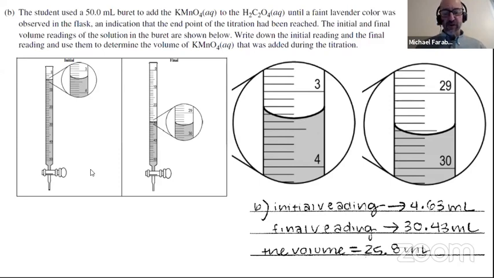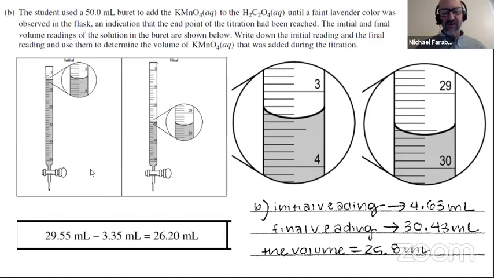Well, if you know how to read a burette, you realize that you have to go from the bottom of the meniscus, but you also have to read them from top to bottom. So not 4.63, but somewhere between 3.3 and 3.4, so maybe 3.35, and then somewhere between 29.5 and 29.6, so possibly 29.55. And of course, the difference should include 2 decimal places.